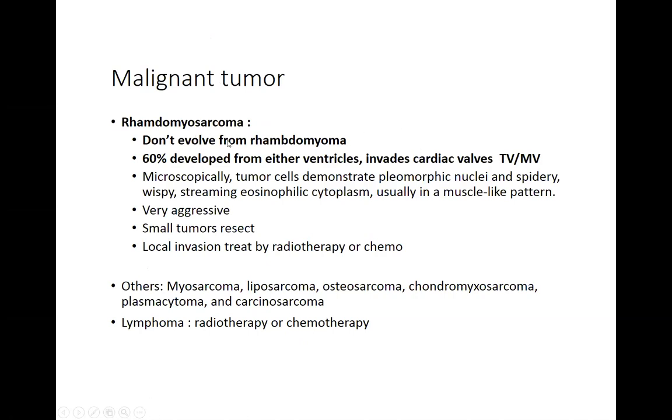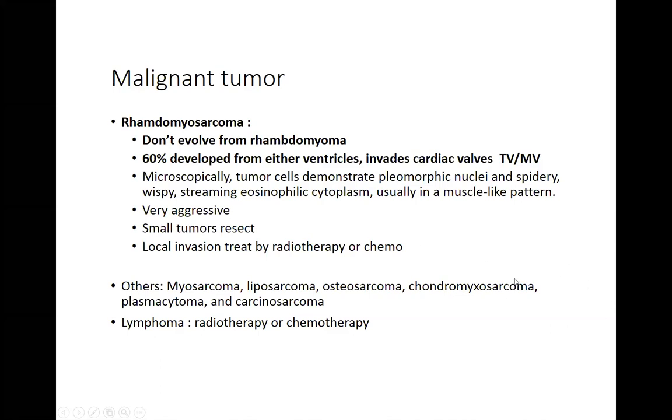Rhabdomyosarcoma does not evolve from rhabdomyomas. 60% develop from either ventricle. It invades the cardiac valves, the tricuspid valve and mitral valve. Microscopically, tumor cells demonstrate polymorphic nuclei, spidery, wispy streaming of eosinophilic cytoplasm. You don't need to remember this stuff. You just need to know that it does not develop from rhabdomyomas.